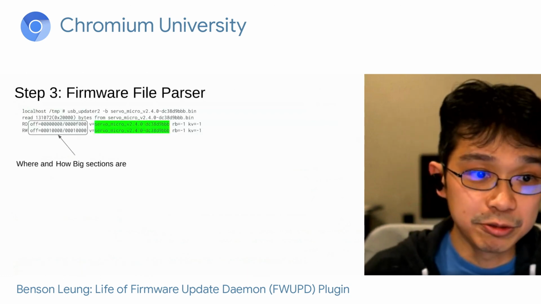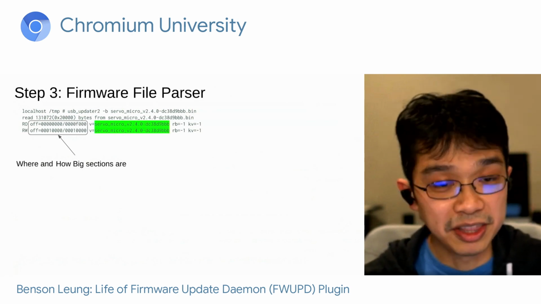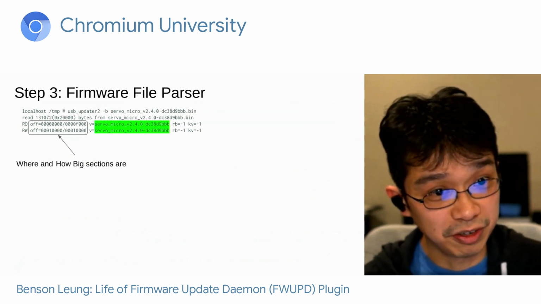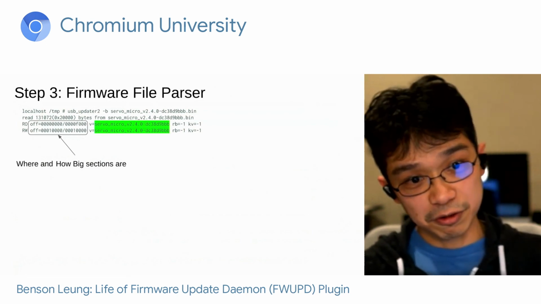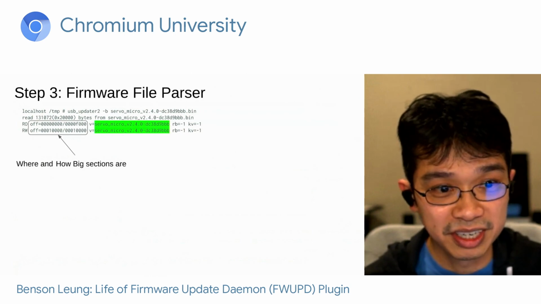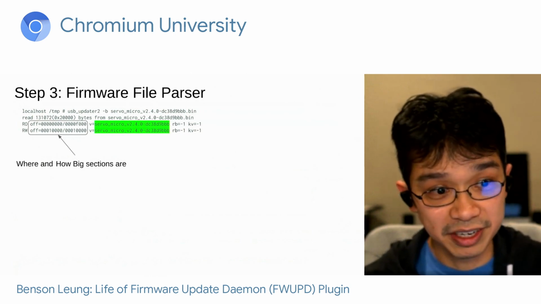The next phase is writing the firmware file parser. So here is again the old utility USB-updater2 with a command that is equivalent to the functionality we need in Fwupd. The file is being read by the utility, and the version string highlighted here is extracted from the file itself and presented to the user. The utility also understands where and how large the various sections are inside of the file.